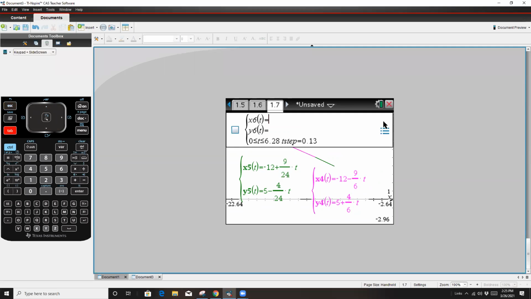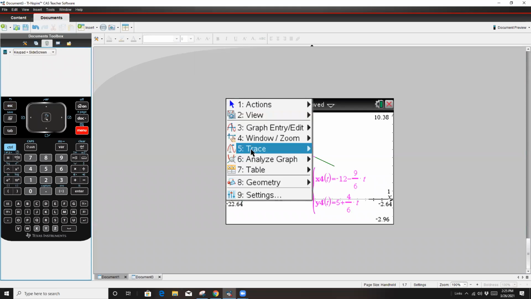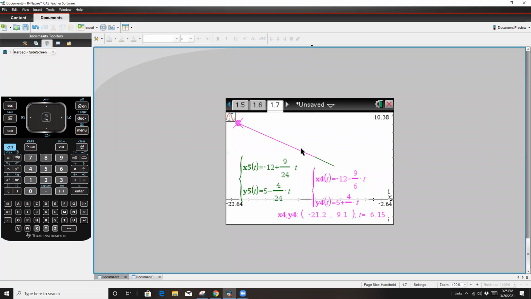For orientation, all right, you could trace it. So go menu, trace, graph trace, and then just look at what direction it's going as t increases. So the purple one goes from left to right as t increases. Okay, and then if you hit up arrow, you can see the other graph. And as you go from left to right, or as t increases, this graph is going from left to right.